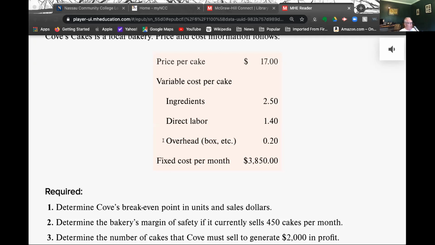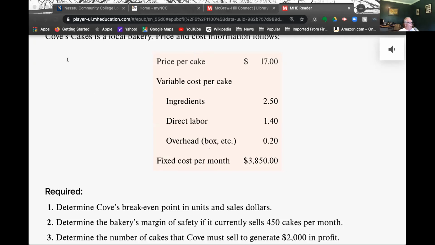Now, just to go through the exercise, I decided to calculate break-even sales dollars by using the contribution margin ratio. So if I take fixed cost and divide it by the contribution margin ratio, that was 0.7588, it comes out to $5,073.80. The difference is due to rounding. Now, what's the margin of safety? The margin of safety is the current sales minus the break-even sales.